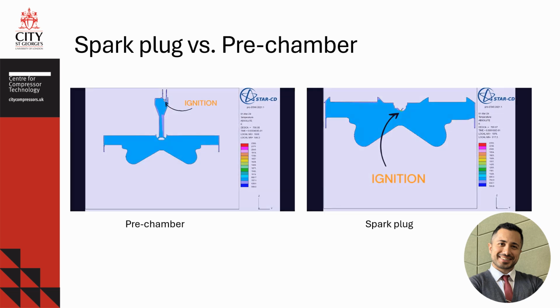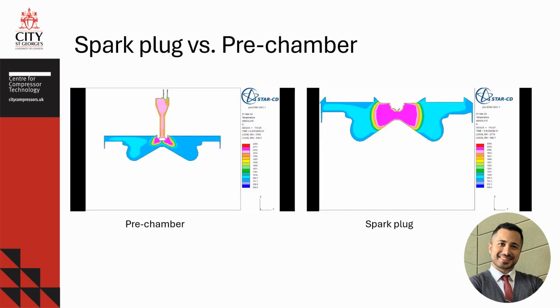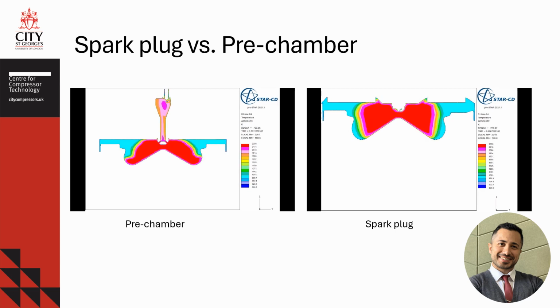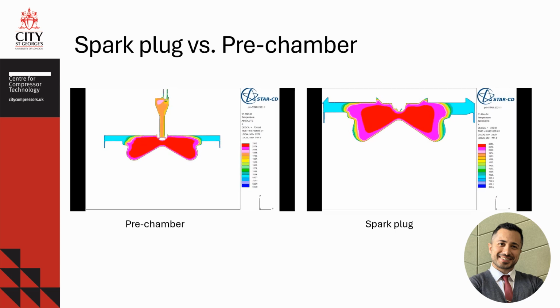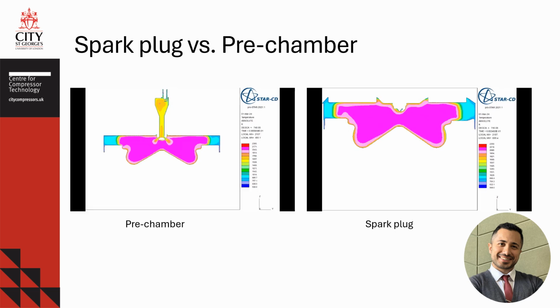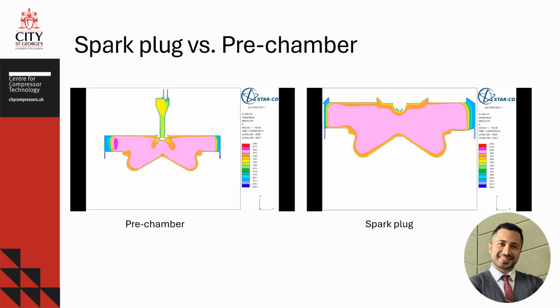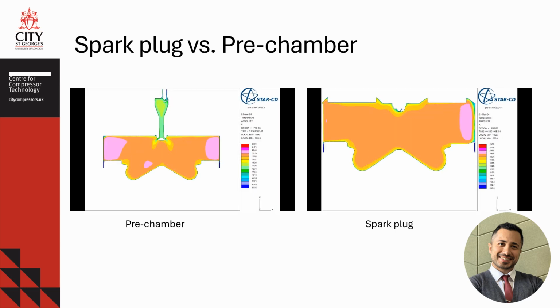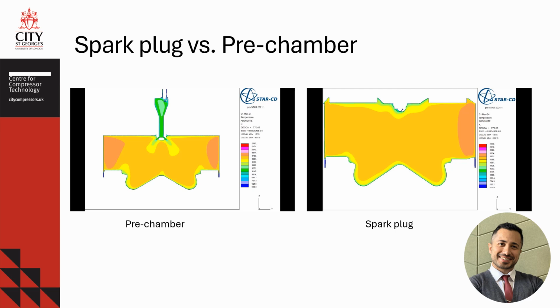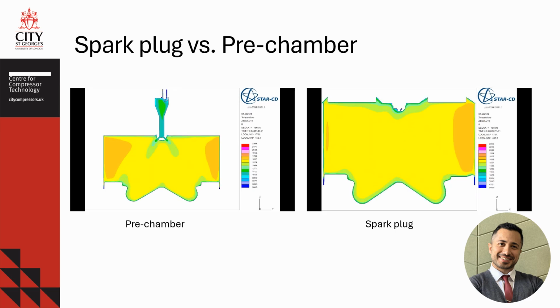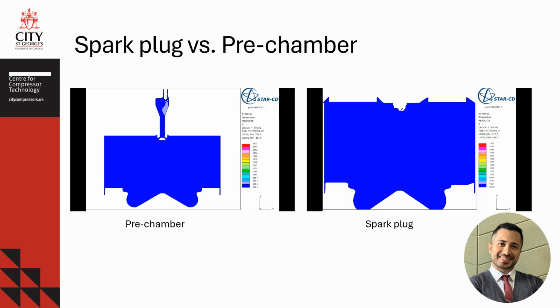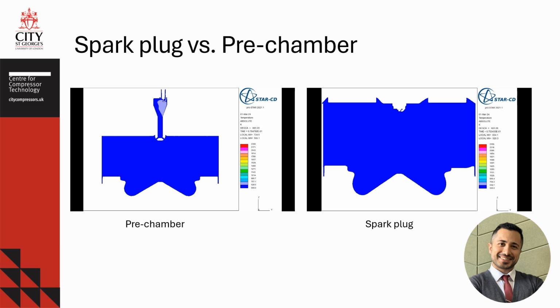Whereas with the spark plug, the main mixture starts combustion from the single source of ignition as the spark plug is activated. So we really rely on that single flame kernel to start ignition and to spread and to propagate the combustion throughout the main cylinder, creating the combustion phase.